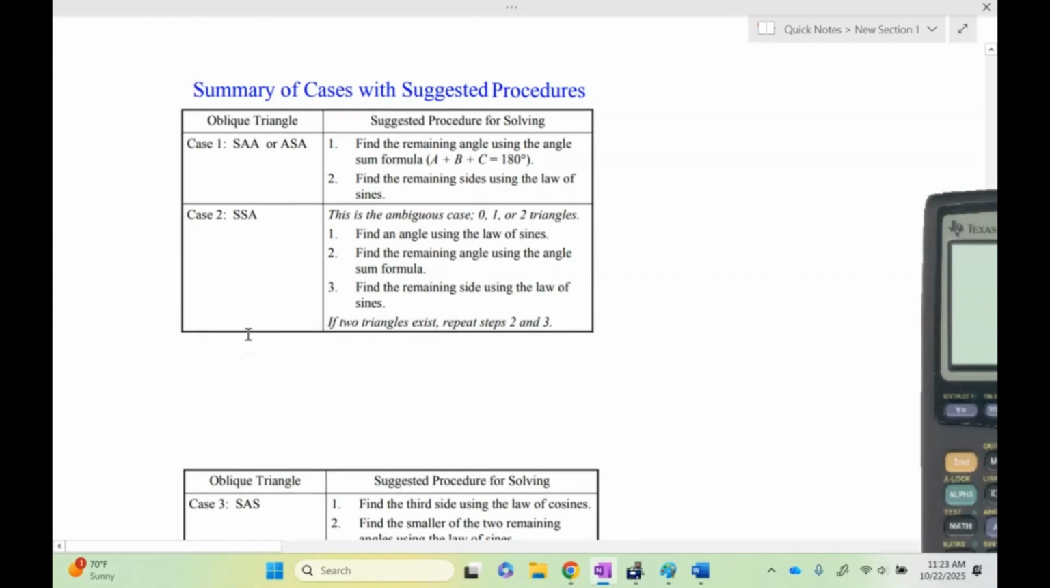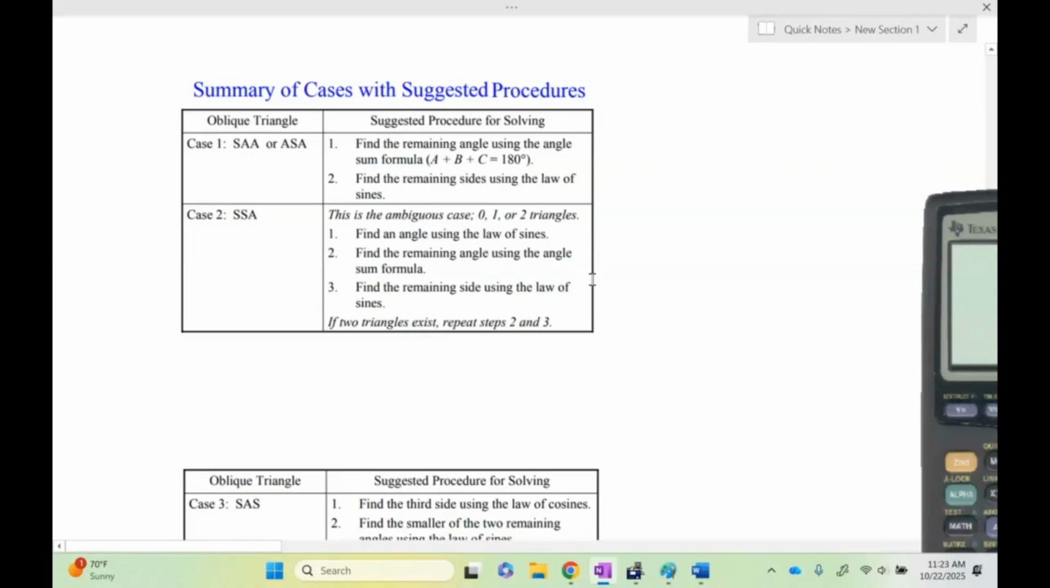We talked about case one and case two in the last class. Case one is angle side angle. It says the first step you should do is find the third angle, because if you know two angles, and the fact that they're 180 degrees in a triangle, you can find the third angle, and that's what you should do first. The second step says find the remaining sides using the law of sines. We did that.